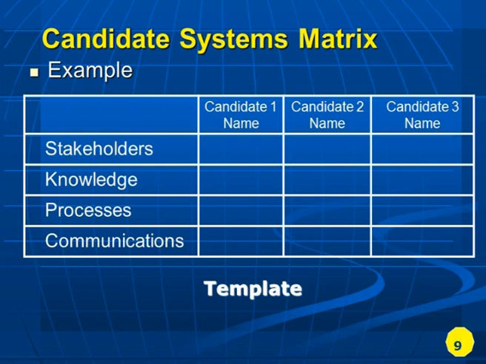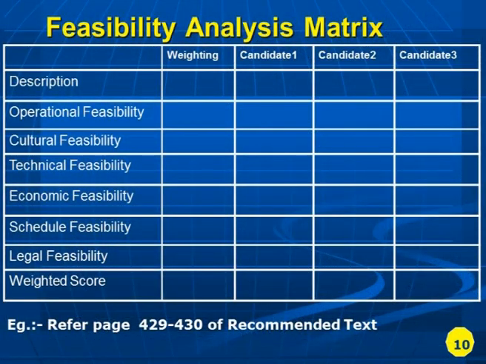Then the processes, where you identify how the manual business processes will be modified and how computer processes will be implemented. Then communication, where you identify how processes and data will be distributed. So like that, you can develop a candidate system matrix with this information. And this is the most important one, the feasibility analysis matrix, where you will look at these different feasibility tests for each of the options that you have identified, and then analyze them. You may give a weighted score for each of these candidates, analyze the candidate systems based on this weighted score, and then decide on the best option.